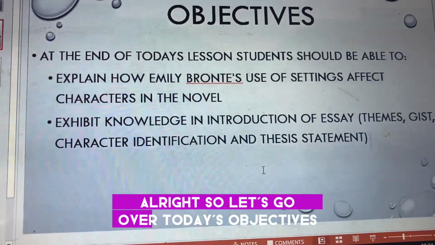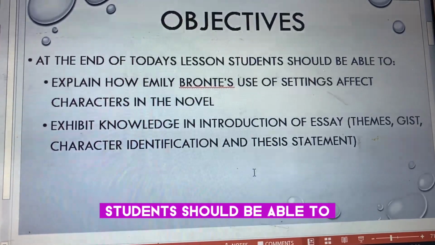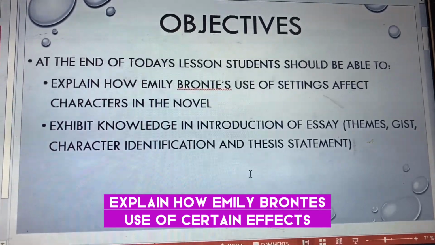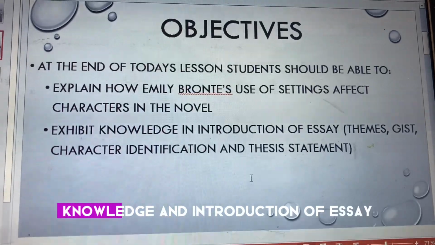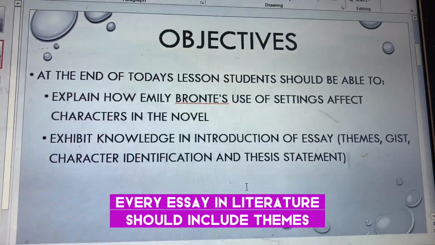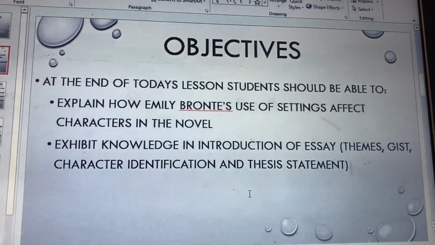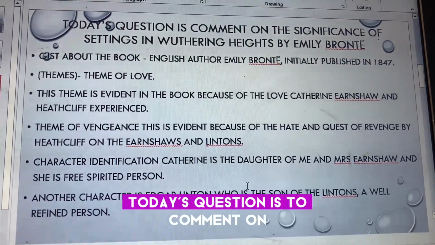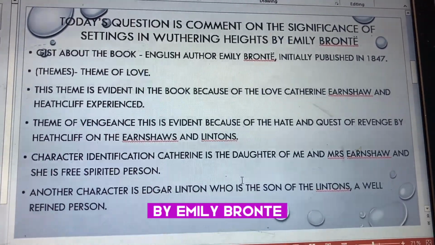Alright, so let's go over today's objectives. At the end of today's lesson, students should be able to explain how Emily Brontë's use of settings affects characters in the novel. The second objective is to exhibit knowledge of the introduction of an essay. Every essay in literature should include themes, gist, character identification, and thesis statement. Today's question is to comment on the significance of settings in Wuthering Heights by Emily Brontë.